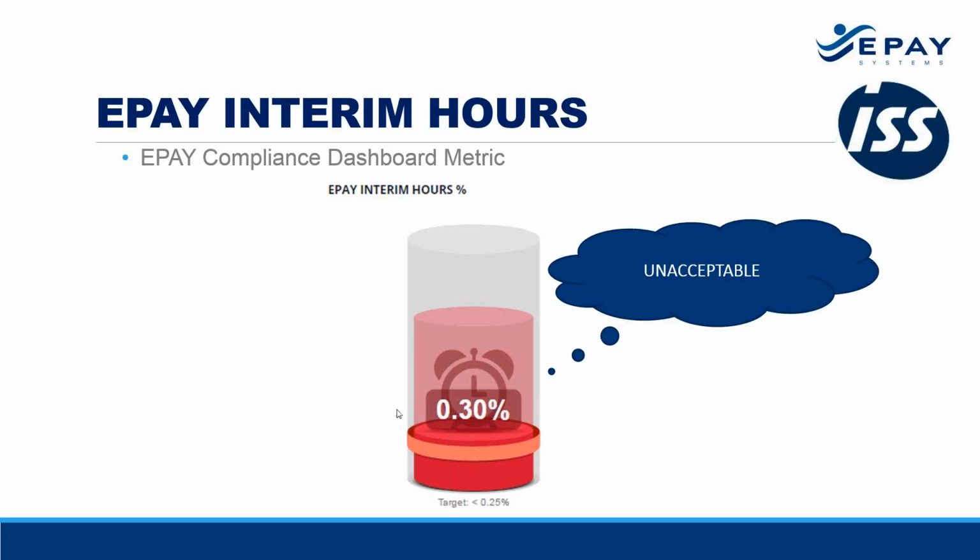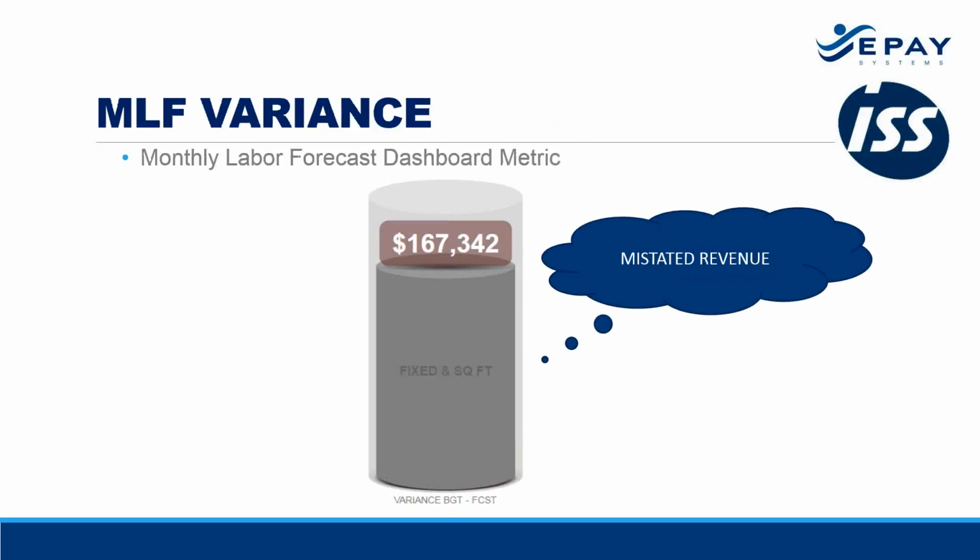this gives you a look at what percentage of your total hours are interim hours. Right now, our company is running at about 0.3% of total hours being done after the fact, as interim hours. Unfortunately, this is unacceptable. Our target is 0.25%, which is a quarter percent, or lower. So you can actually see this on your individual ePay compliance dashboards around the country.